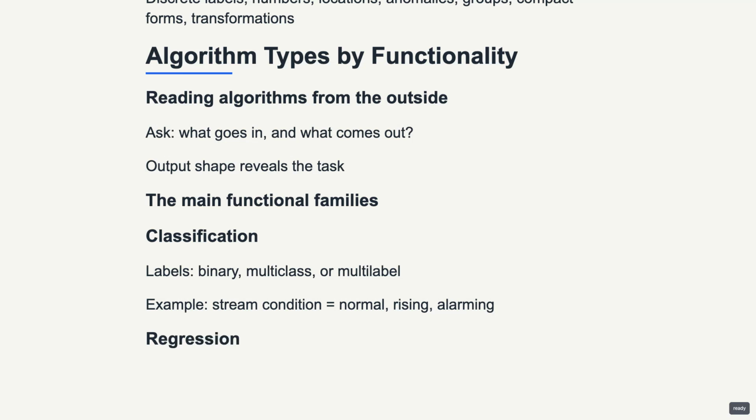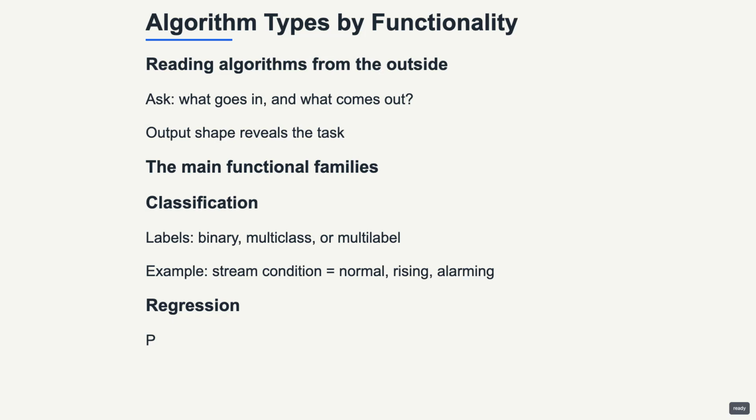Regression applies when the answer should be a number rather than a category. The output might estimate a measurement, a remaining life value, or some other continuous quantity. That family is useful whenever a device has to infer a value that is missing, unavailable, or too costly to measure directly. In edge systems, that often becomes a virtual sensor problem.